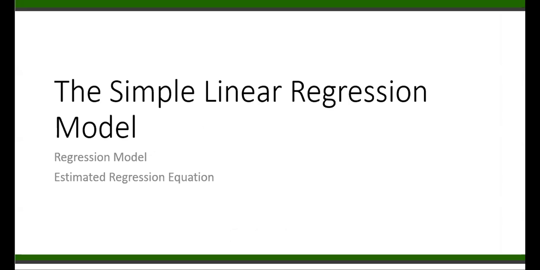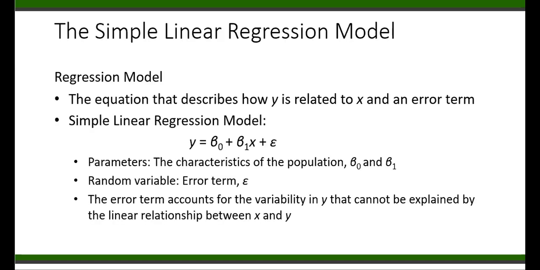The difference between simple linear regression and multiple linear regression is that in simple linear regression, we have only one independent variable for predicting the dependent variable. So only one independent variable, if we want to explain the relationship between one dependent variable and one independent variable.